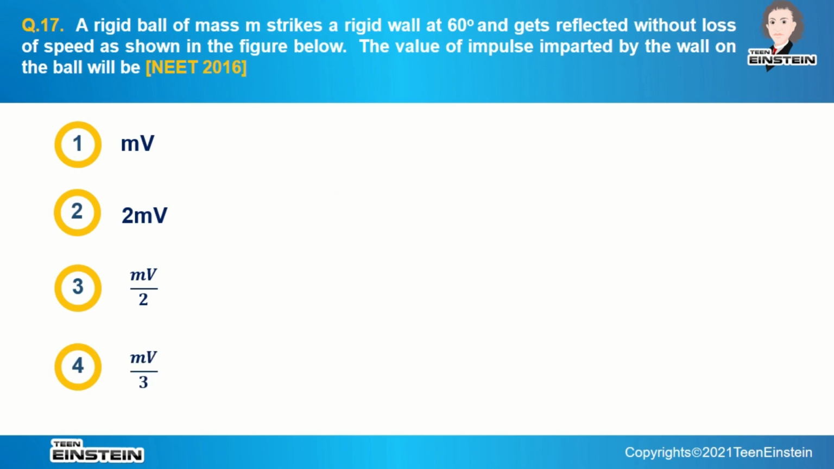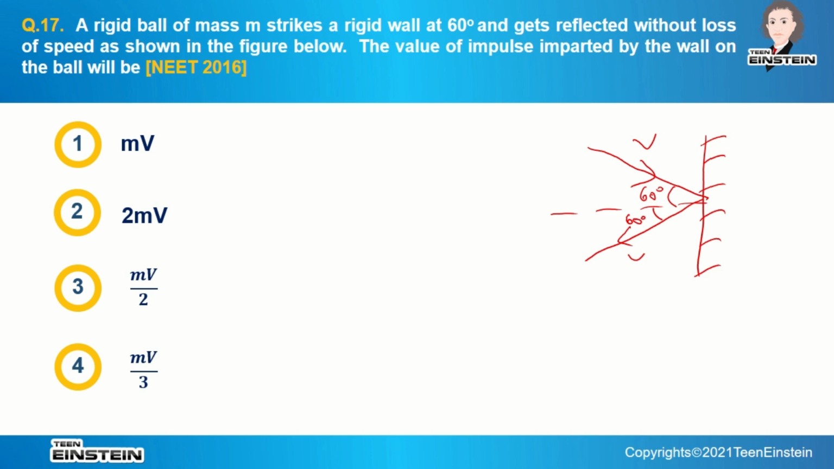A rigid ball of mass m strikes a rigid wall at 60 degrees and gets reflected without loss of speed as shown in the figure below. Okay, so they have given it like this. You'll be having a rigid wall and a ball is striking on the wall with a velocity v, and it gets reflected with the same velocity, and the angle between these two is 60 degrees. This is what they've given. The value of impulse imparted by the wall on the ball is, so they want us to calculate the impulse.